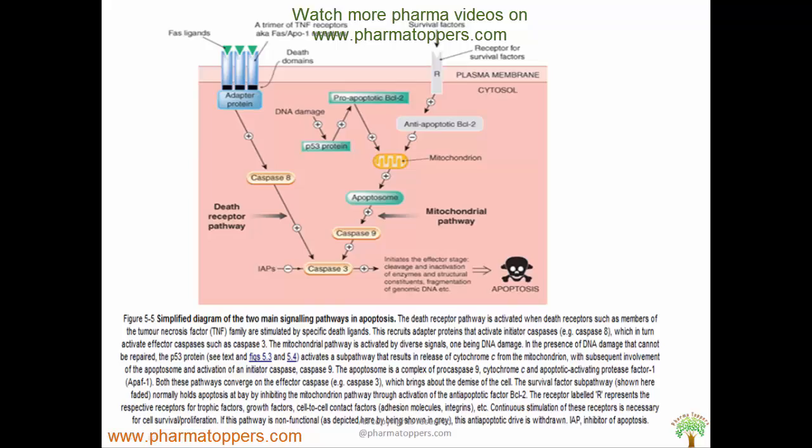So coming to this figure, friends, as you could see here, the diagram shows the two main signaling pathways in apoptosis. Starting with this, the death receptor pathway is activated when the death receptors, such as members of the tumor necrosis factor family, are stimulated by specific death ligands. So this recruits the adapter protein that activates caspase 8, which in turn activates the effector caspase, that is caspase 3.